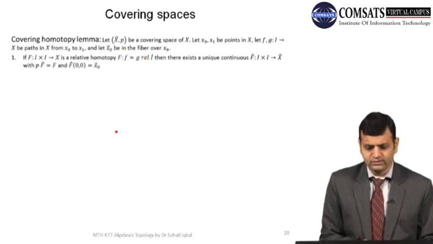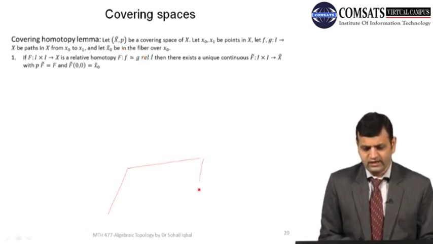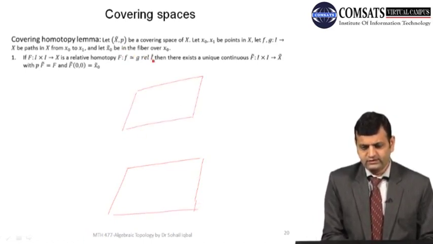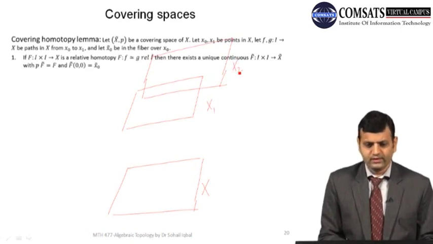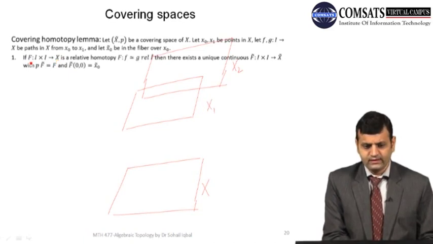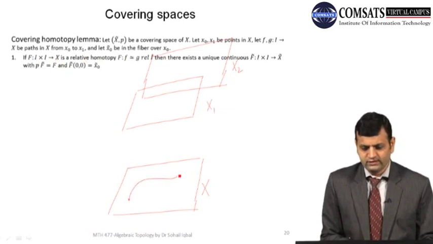So we have the same notations. I have a base space X, and the covering space which I'm going to draw as some collection of sheets. So this is my space X, this is the sheet X1, this is the sheet X2. So what is happening in the sheet X? We have a relative homotopy of f and g. Once again we know that this is f, and this is g, and they are relative homotopic, which means that the initial and final point of each and every intermediate curve is going to be the same.